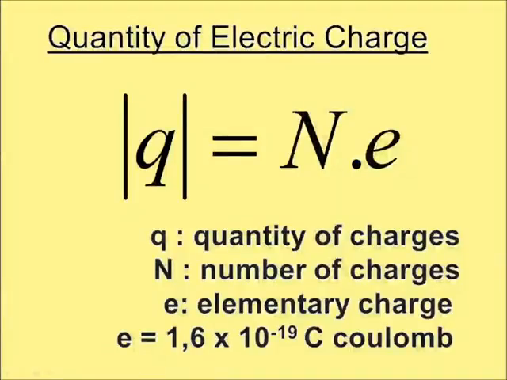If we need to know the quantity of electric charge on a charged body, Q in absolute value equals N times e, where N is the number of electrons in deficit or in excess on a body, and e is the elementary charge, 1.6 times 10 to the power minus 19 Coulomb. When we multiply these two quantities, we get the quantity of charge.